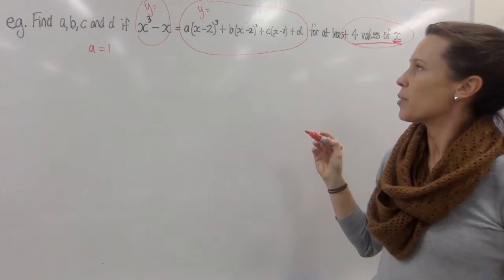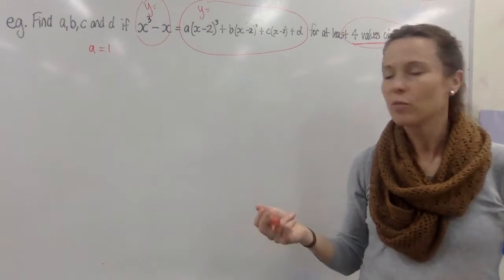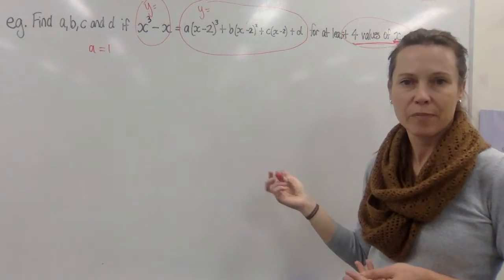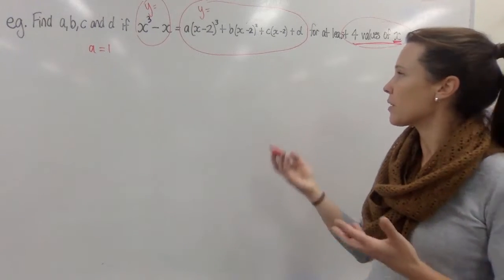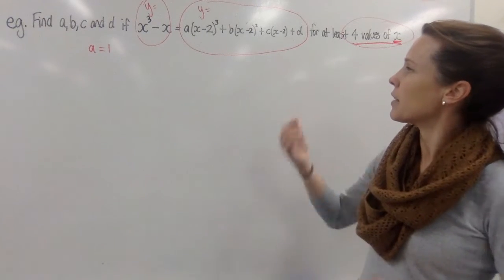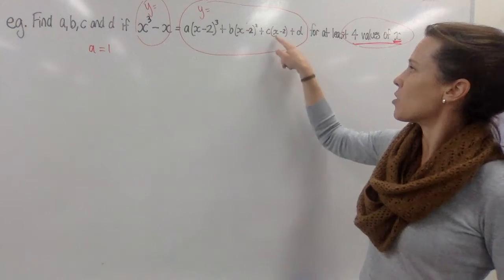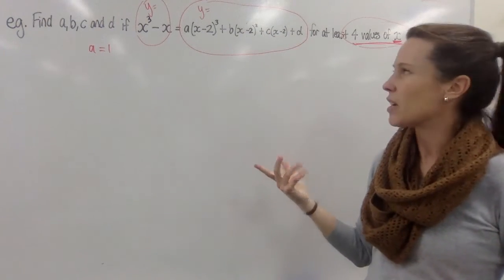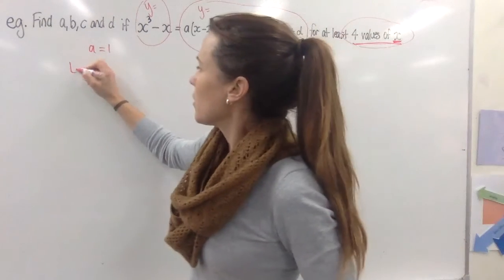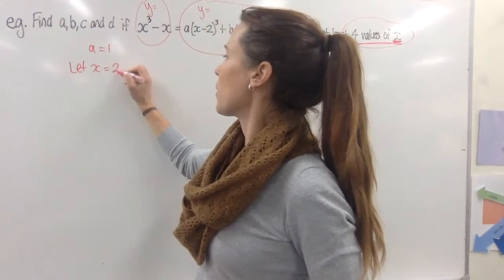Next thing to do, I think, is probably just to make some sensible substitutions for x. Now, by sensible, I mean something that's going to make things come out sort of nicely. So I can see all these x minus 2's in here. I'm straight away thinking, well, what if x was 2? Let's let x be 2 and see what happens.